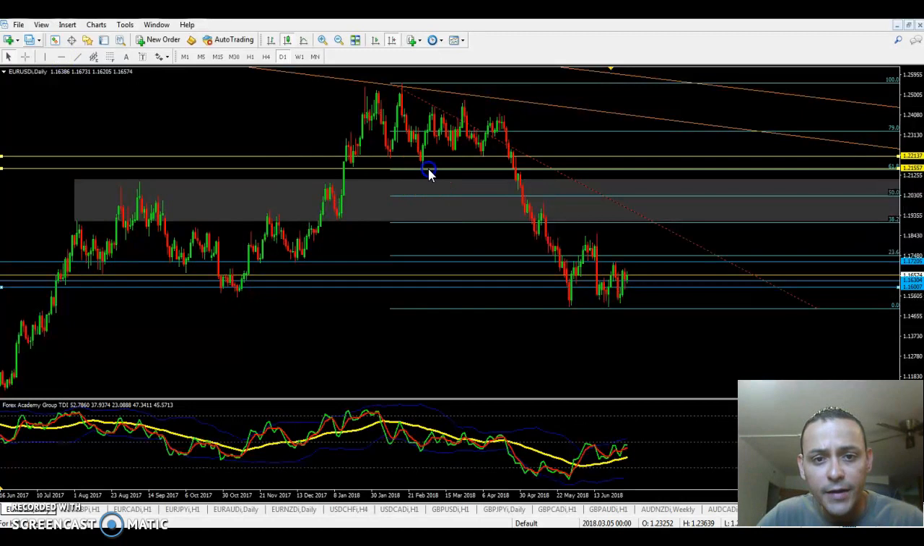resistance level right here. Now keep in mind, when we talk about support and resistance, like I've said in my previous videos, it's not just a line. It's not an actual specific price, okay? It's a zone. I call it the neutral zone. You do not want to trade when the market is in that neutral zone, all right?